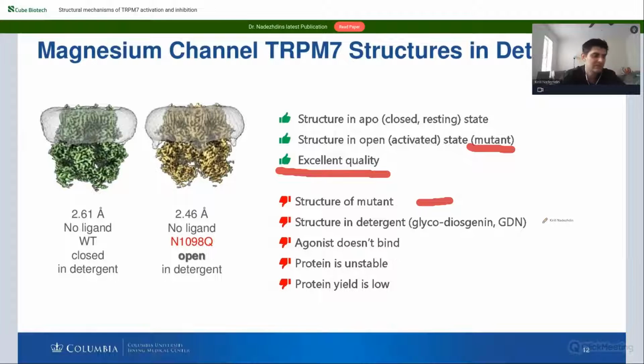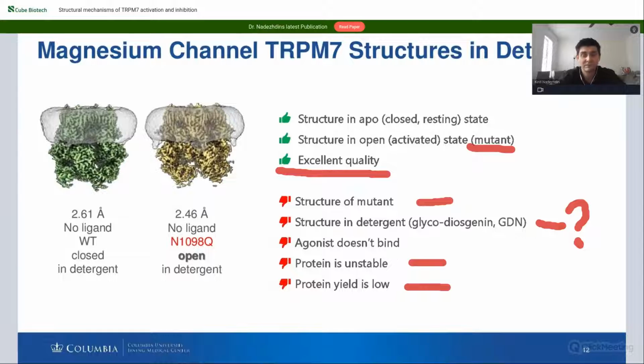And sometimes reviewers and other people in the field hesitate whether detergent gives the native state of the protein. So this is a huge question mark. We also tried to open the channel with the agonist, but for some reason, the agonist doesn't bind. So we tried, it didn't bind. And on top of that, the protein was unstable and the protein yield was low. So can we do better with this protein?